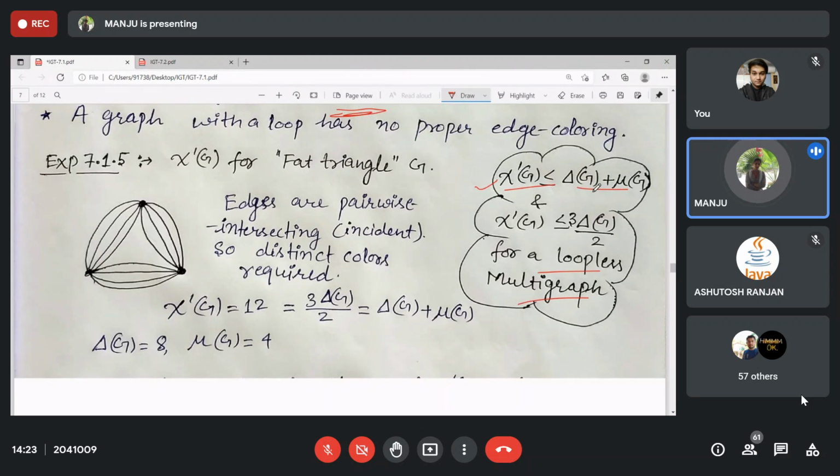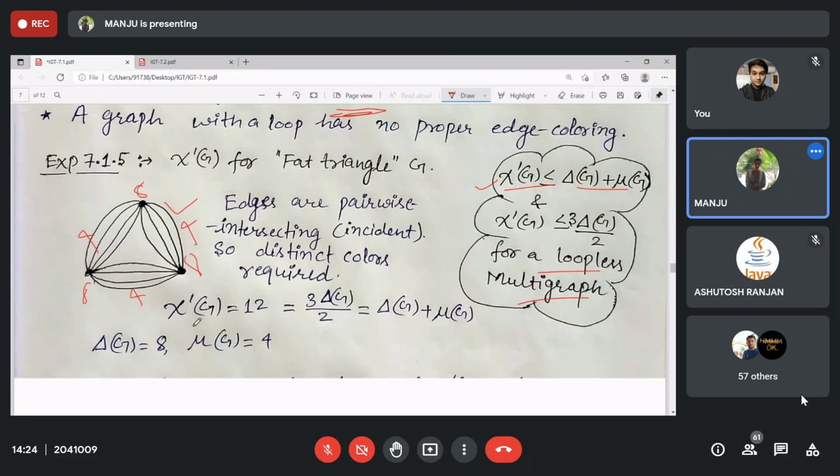Whenever regularity is there, regularity in the sense of degree delta, and regularity in the sense that between each pair you have the same number of edges, meaning the multiplicity of every pair is the same, then you can have equality. Otherwise, you will have strictly less. As you can see here, this is an 8-regular graph. The degree of all the vertices is 8, and the multiplicity is 4.